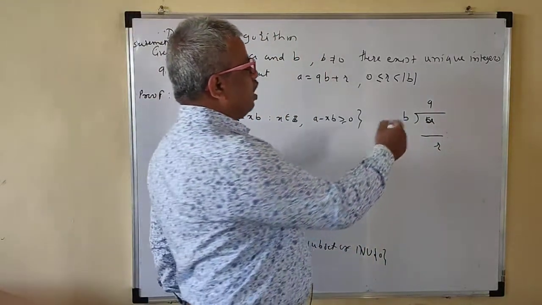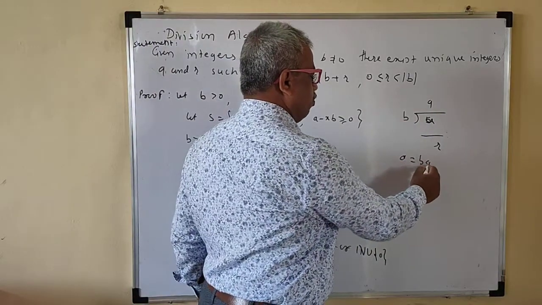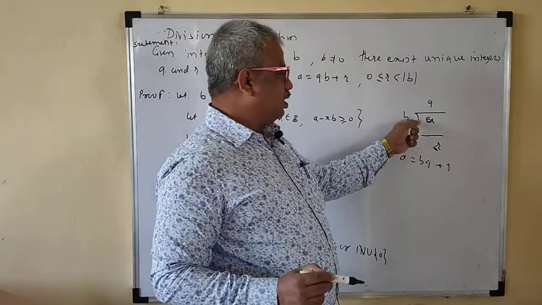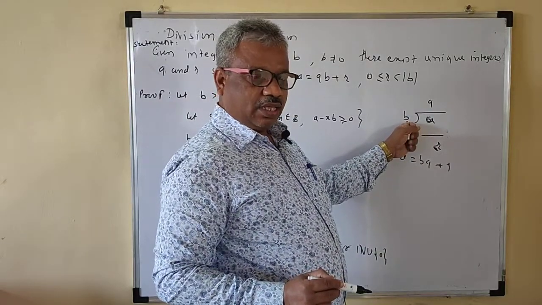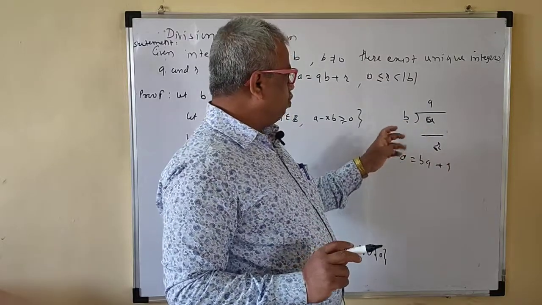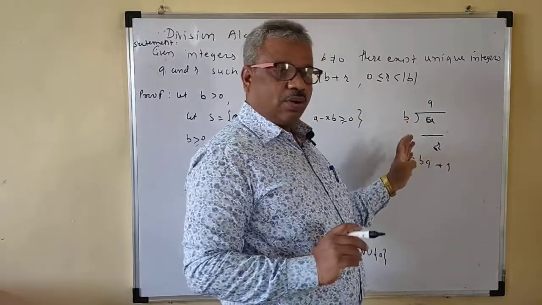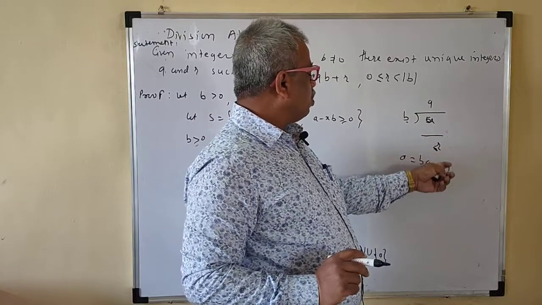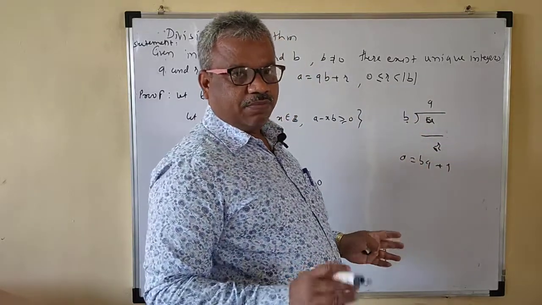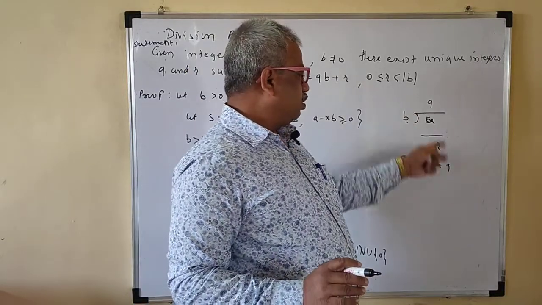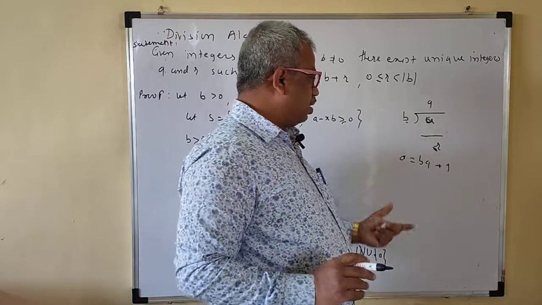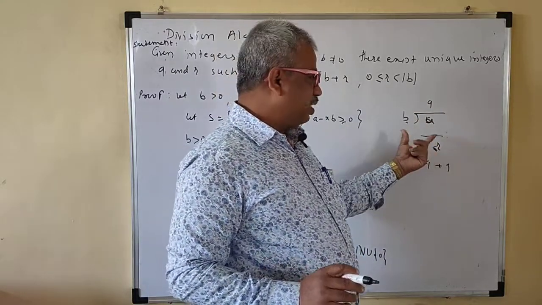And you know that you can write this as a is equal to bq plus r. So this r is less than mod b, right? When the remainder is less than this, we stop our division. Here r is less than the magnitude of b, because b is an integer, it may be positive or negative. You are familiar with this one, right?